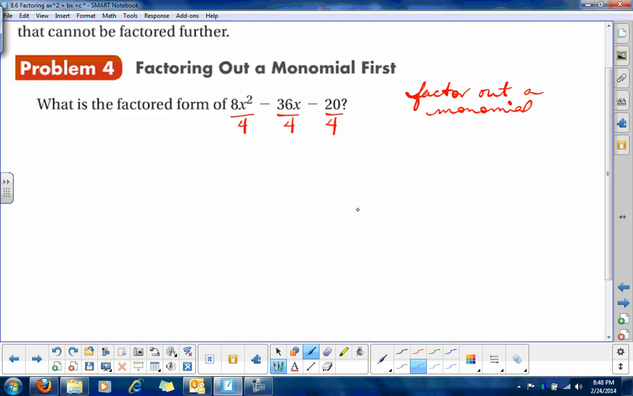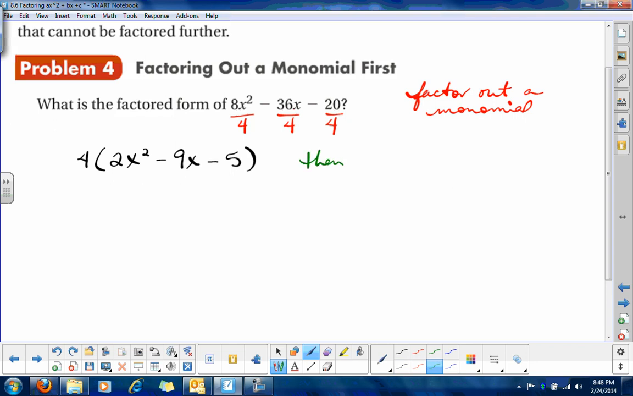Now, when we factor out that GCF, that 4 goes on the outside. And then we can just simplify what's left on the inside. So 8 divided by 4 is 2, so this is going to be 2x squared. Negative 36x divided by 4 is minus 9x. And then negative 20 divided by 4 is minus 5. Now you have to remember that this 4 has to follow each step. You cannot leave it off. Okay? So once we do this, now we're going to use our AC method.